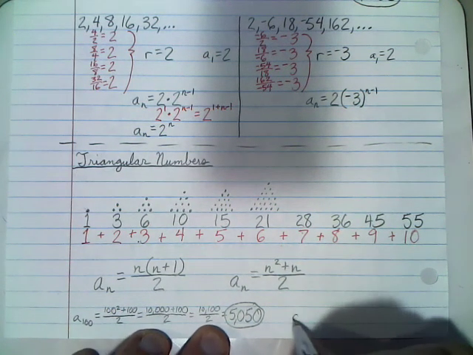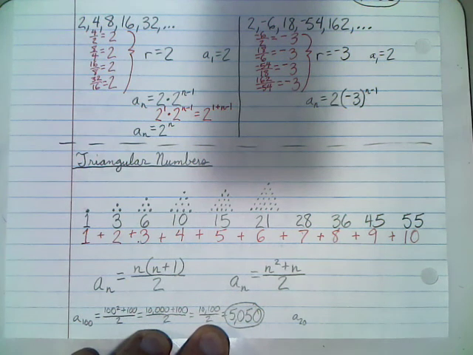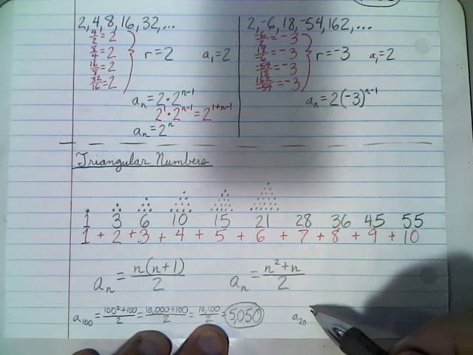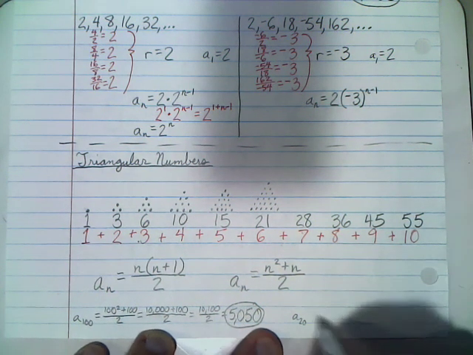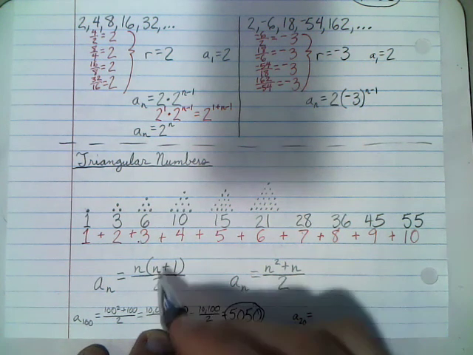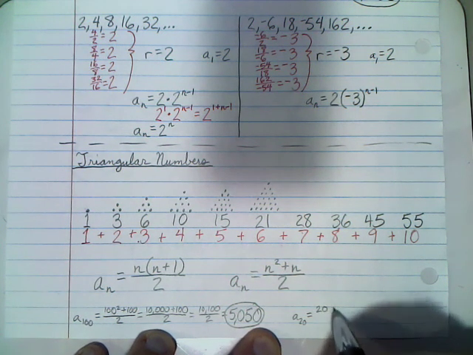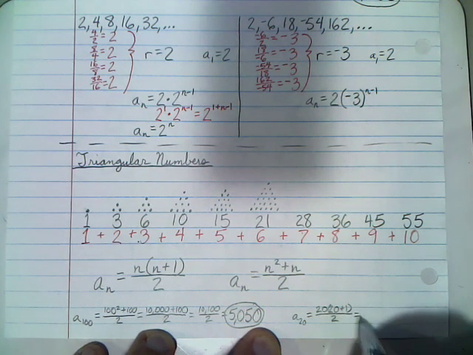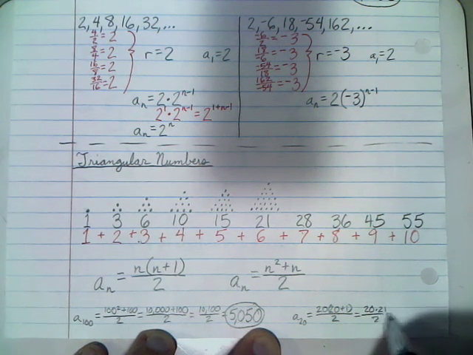Let's also real quick here. Let's say, what if we just want to find the 20th? So what if I just have 20 dots across? So 10 dots across is 55. So this will be twice as many dots across. So what will that look like? Well, maybe we use the other formula for this one. So 20 times 20 plus 1 all over 2. So that's 20 times 21 over 2.